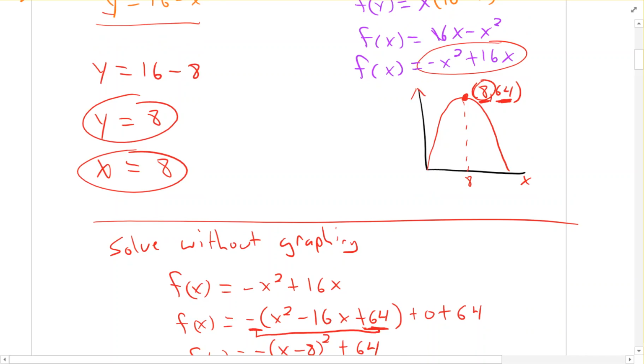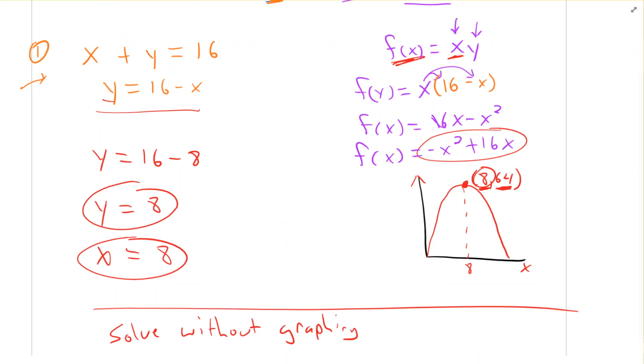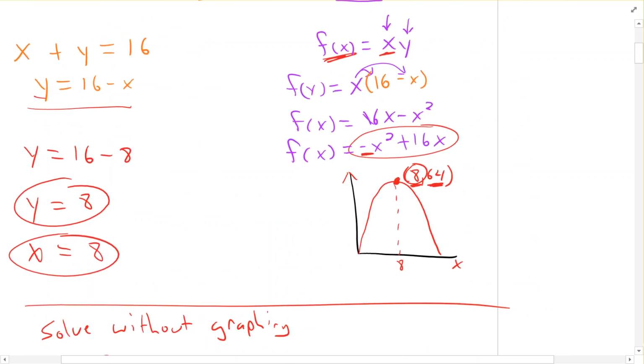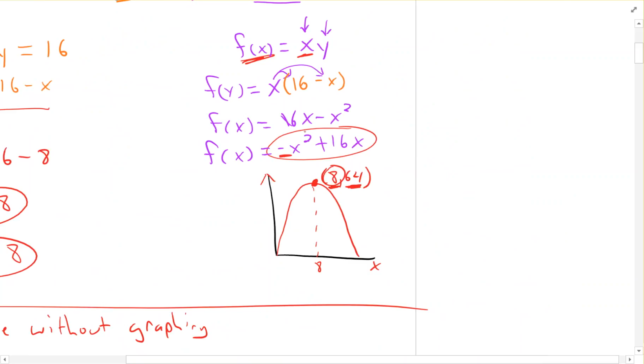One thing to notice too that I kind of forgot when we were up here, notice that we've got a negative out front of our x squared. That makes sense, right? Because if it's negative, then it's like a frowny face, right? And it's opening down. So that would give you a maximum value if it was opening down.